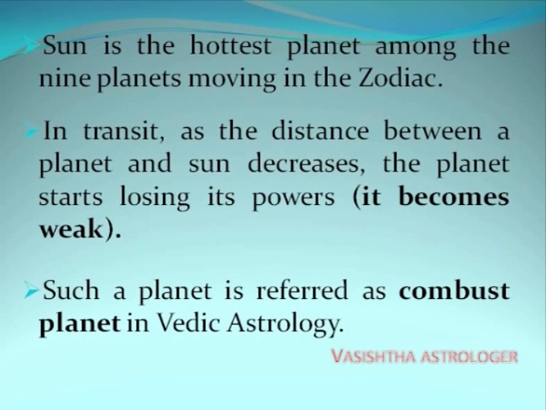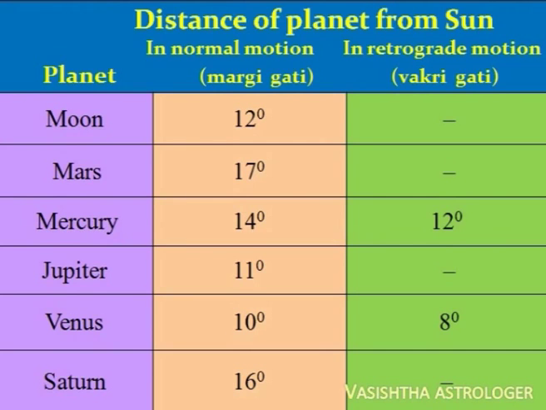Sun is the hottest planet among the 9 planets moving in the zodiac. During transit, as the distance between the planet and Sun decreases, the planet starts losing its power. That is, it becomes weak. As a result, the planet can't deliver favorable results. Such a planet is referred to as a combust planet in Vedic astrology. In a nutshell, a planet becomes combust when it moves very close to Sun.